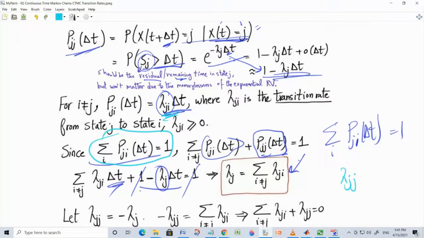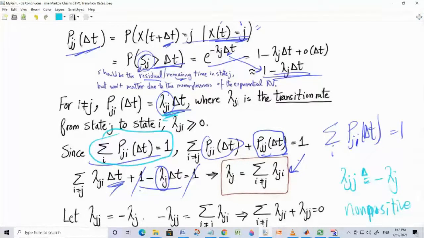We will define lambda jj to be minus lambda j. So this is a matter of definition. Lambda jj, its meaning is, it's not a transition rate. In fact, it is non-positive, because it is the negative of the parameter of an exponential distribution. It is equal to minus lambda j.